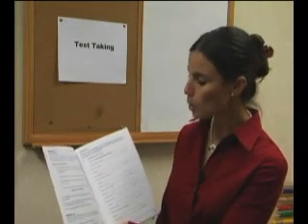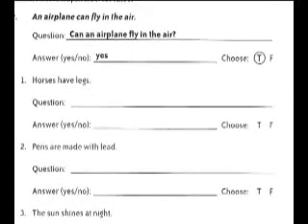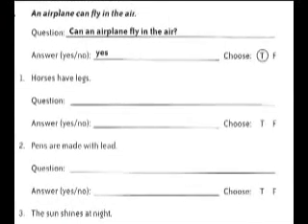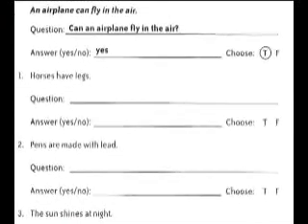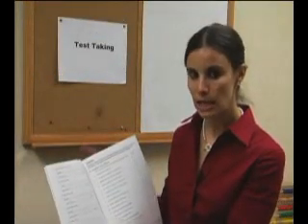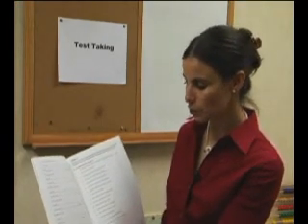The next question, horses have legs. Let's turn it into a question. Do horses have legs? Yes. So in this case, the answer is true. For exercise 2, students are asked to convert the true-false statements into questions in their heads, rather than writing it down, and then answer the question.